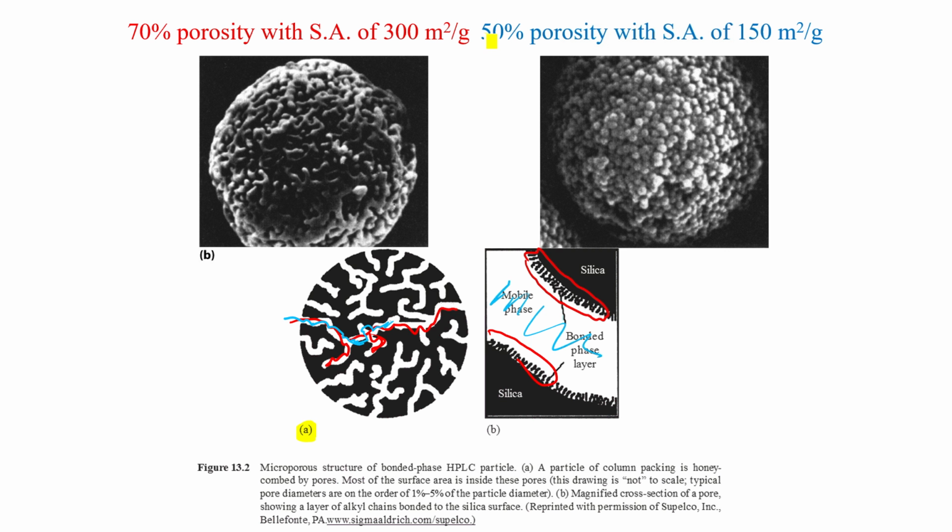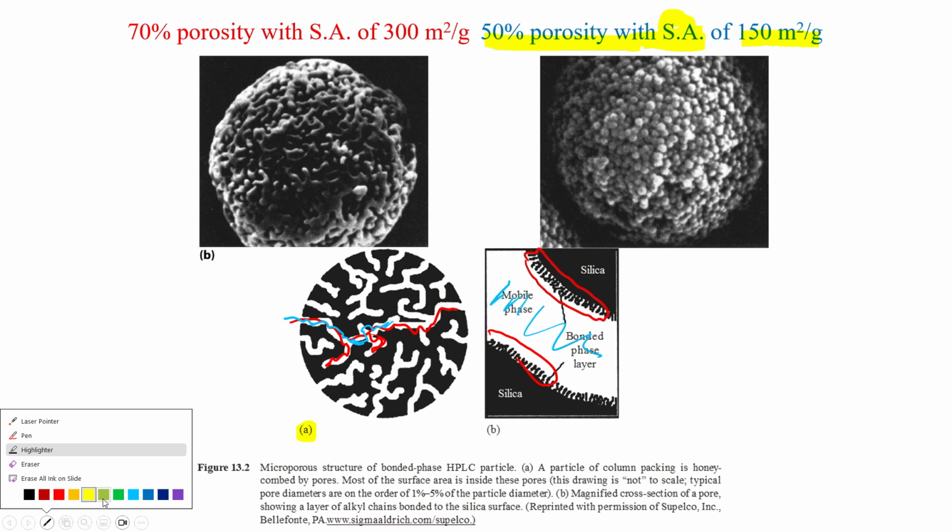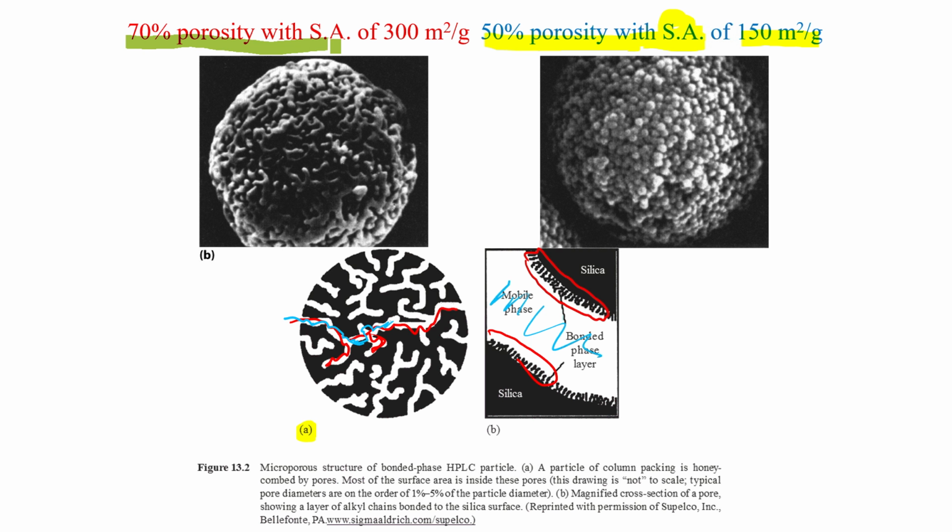So the one on the right is 50% porous, and its surface area, SA is surface area, is 150 square meters per gram. Okay, so you've got to think about what that square meter means. So 150 square meters, that's 3 football fields of surface area per every 1 gram of material. And the particle on the left-hand side is even more porous. It's 70% porous. It has a surface area of 300 square meters per gram of material.